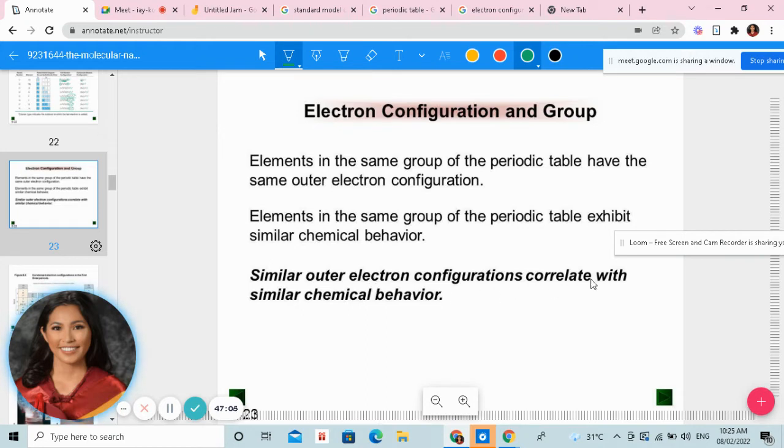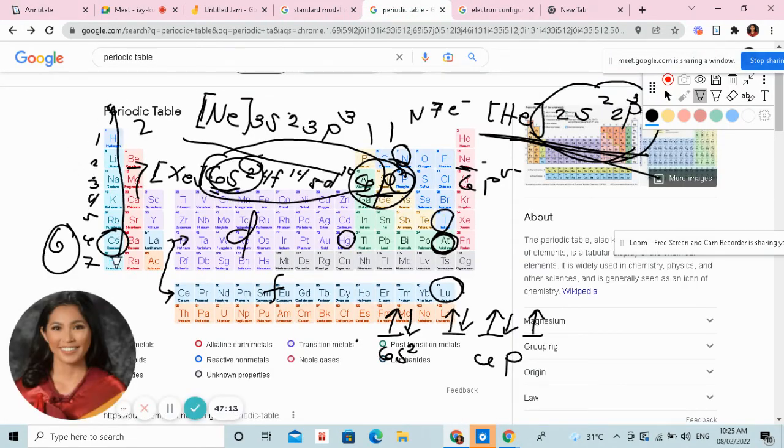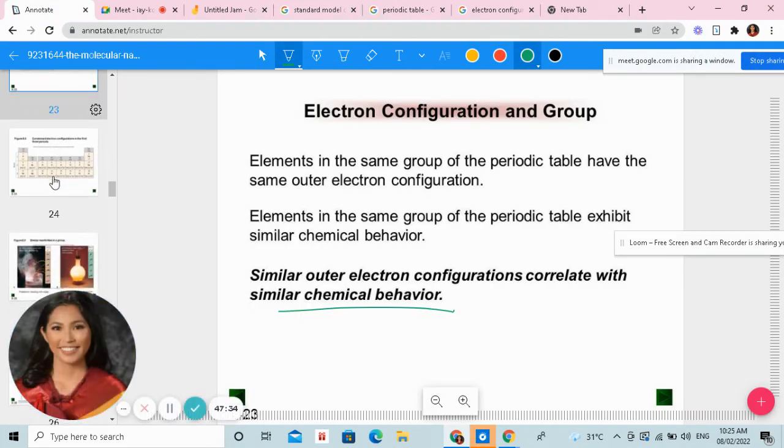Okay, similar outer electron configurations correlate with similar chemical behavior. So in your periodic table, almost all in this group have almost the same chemical behavior. This one too has the same chemical behavior. Fluorine, Cl, and Br have the same chemical behavior, which is they are halogens. Then O, kana sila tanan. That's why kapoy ang pag-arrange ni Mendeleev, dugay kaayo, kay daghan na kaayo siyang basihan. Okay, elements in the same group have the same outer electrons.